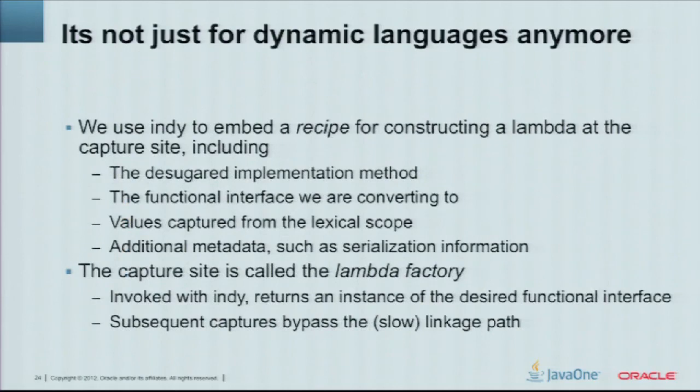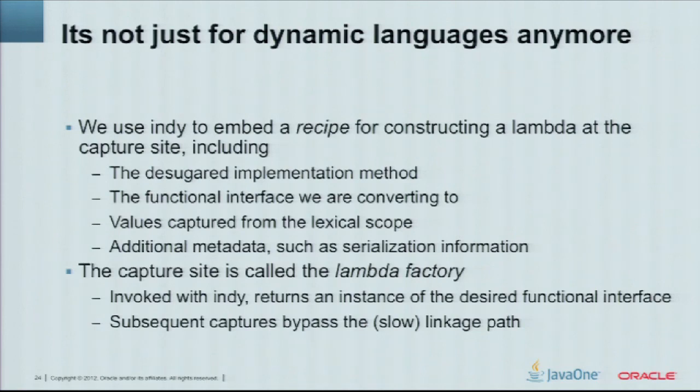So the recipe for constructing a Lambda has to include a bunch of things. If we desugar the Lambda body to a method, we have to include a reference to that method. So that'll be a method handle for the implementation. We also need to name what functional interface we are converting to. So if we're converting to predicate, the predicate.class has to appear somewhere in the argument list. And if there are values that have been captured by the Lambda, those have to show up somewhere at the Lambda capture site as well. And then there might be some additional metadata that the compiler knows about that it needs to capture, like should this Lambda be serializable or things like that.